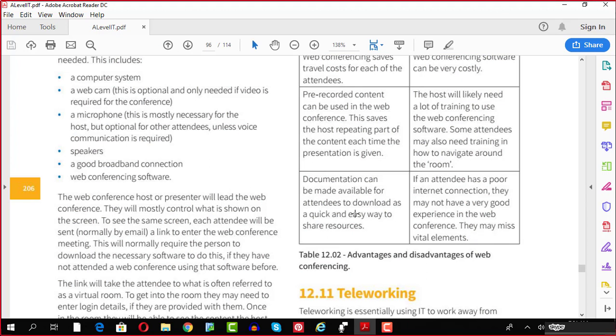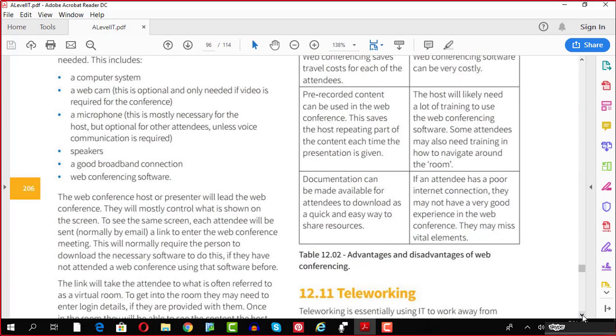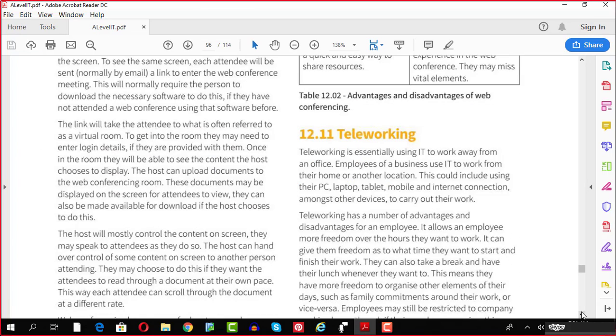Documentation can be made available for attendees. This point again is for video conferencing as well. If an attendee has a poor internet connection, again a point for video conferencing. So many points do overlap because it's quite the same thing.